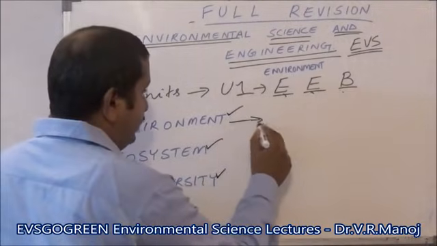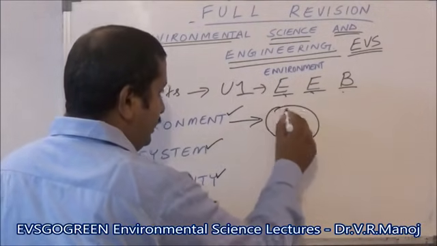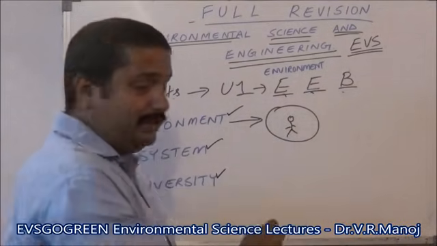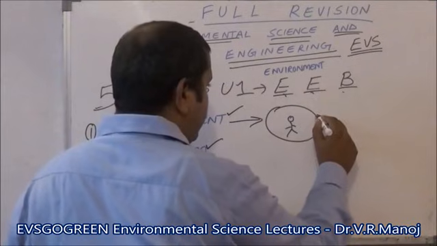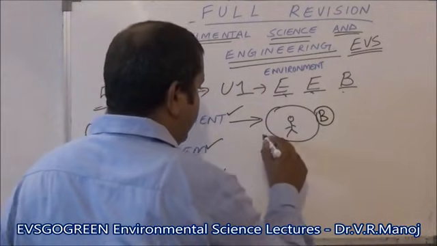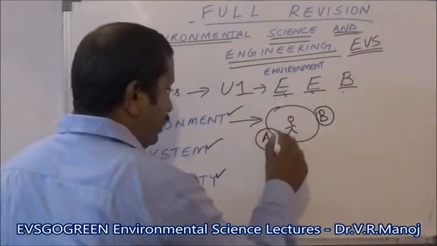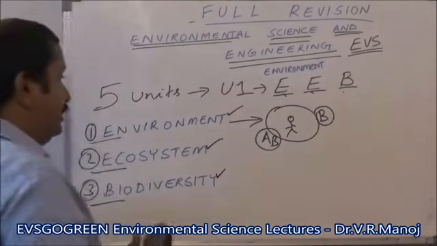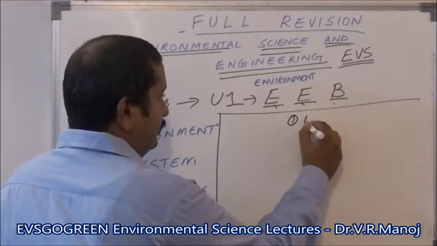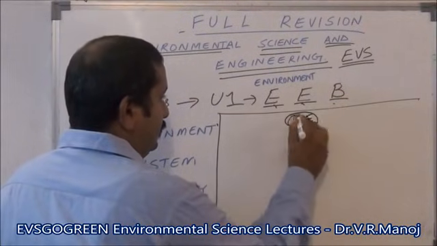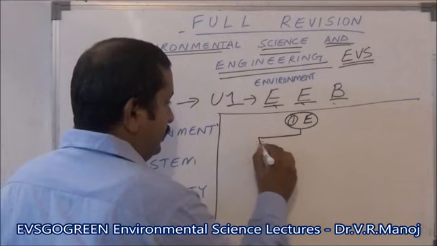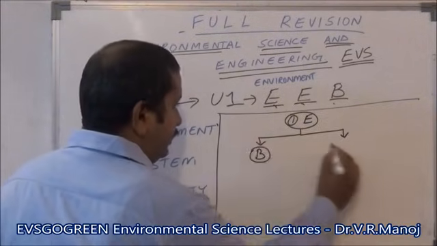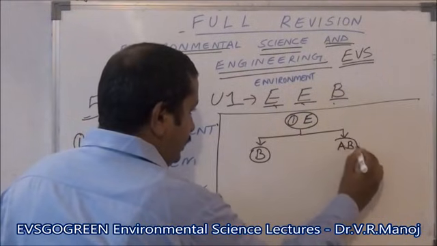Environment is anything that surrounds any given organism. So this is you. Anything that surrounds you is called the environment. You are surrounded by biotic and abiotic components. Okay, now we will go into the details very quickly. First component, environment. Environment is anything that surrounds a given living organism. There are 2 components, biotic and abiotic components.